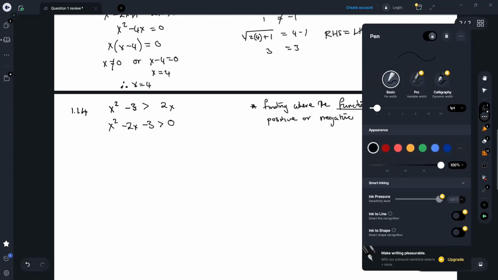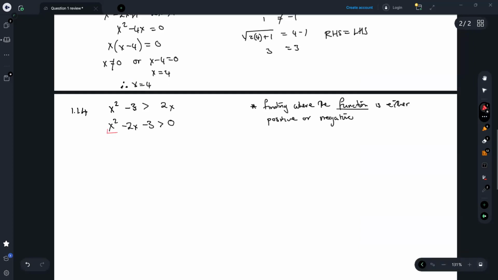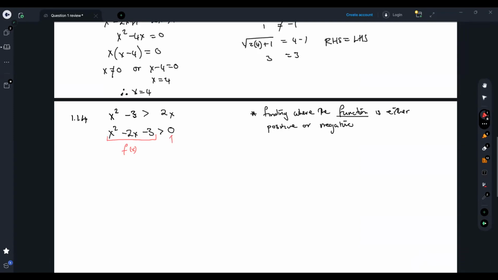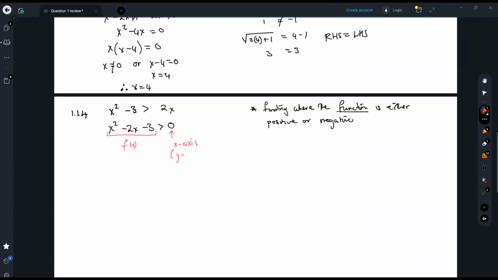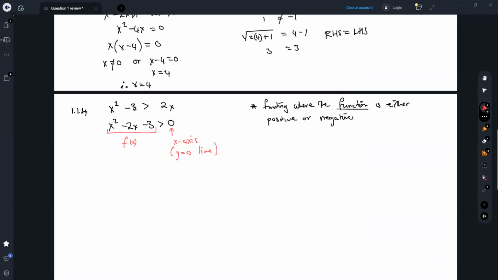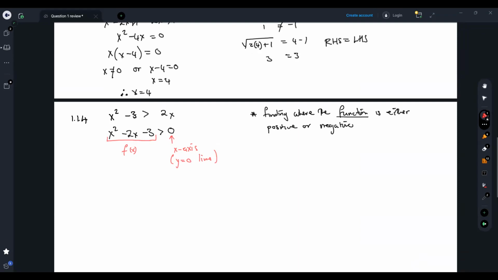Okay, so now the inequality is made up of 3 parts. This guy here, x squared minus 2x minus 3, this is a parabola. So we can think of it as a certain function f of x. Okay, and in this case, 0 here represents what? The x-axis, which is also known as the y equals 0 line. So now here it's a comparison, right? Between what? The function and the x-axis. It's a comparison between the function and the x-axis.